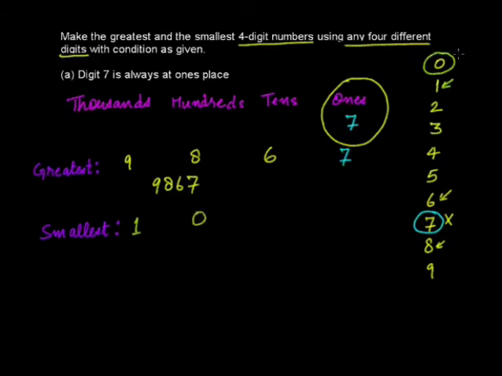So 1 is used, 0 is used. Which is the next smallest digit? Of course, 2. So here comes 2. And we have 7 from here. That is fixed. So the number is 1027.